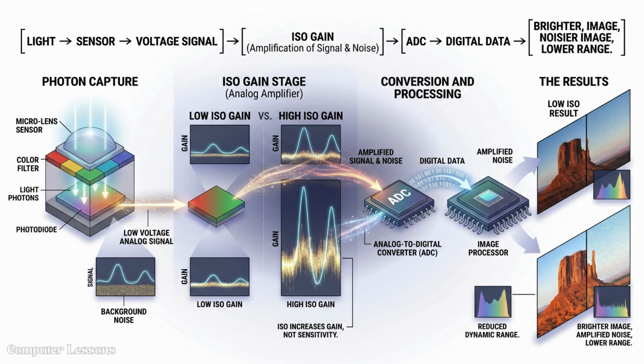Increasing the ISO setting on a camera does not make the sensor more sensitive to light. Instead, it increases the electronic gain applied to the voltage signal before it reaches the ADC. While this makes the image brighter, it also amplifies the background noise and reduces range.